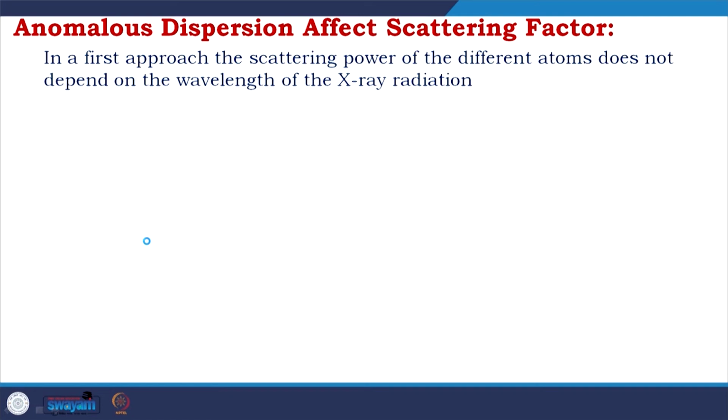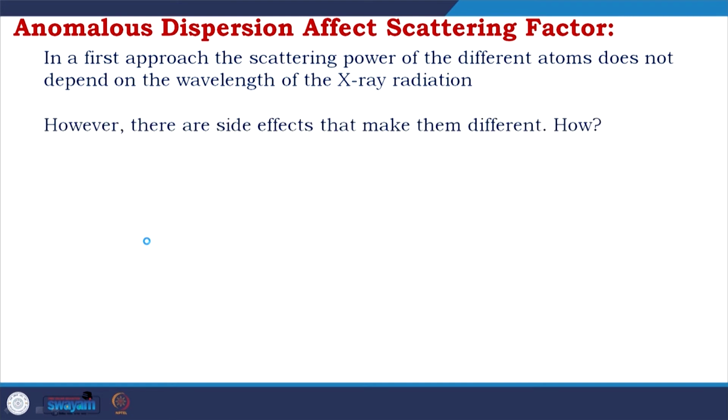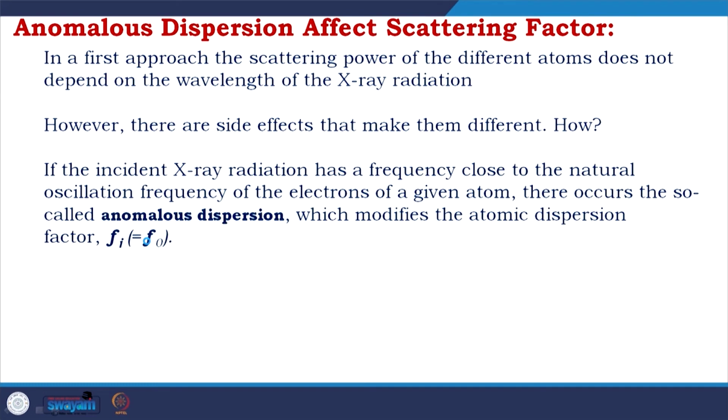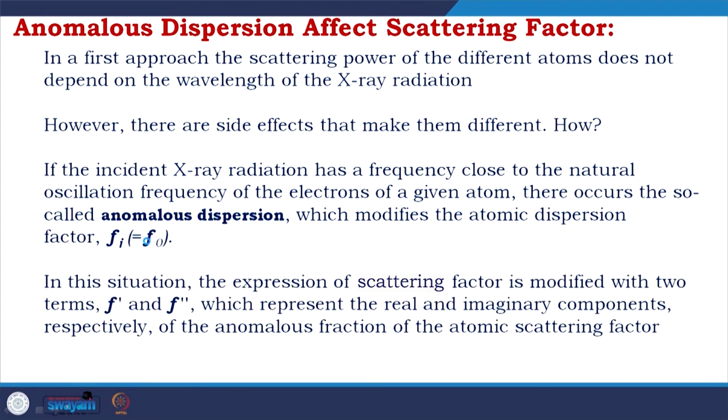But now we will talk about a different thing, which is anomalous dispersion, which affects the scattering factor. In a first approach, the scattering power of the different atoms does not depend on the wavelength of the X-ray radiation. However, there are side effects that make them different. How? If the incident X-ray radiation has a frequency close to the natural oscillation frequency of the electrons of a given atom, the so-called anomalous dispersion occurs, which modifies the atomic scattering factor. In this situation, the expression of the scattering factor is modified with two terms, F prime and F double prime, which represent the real and imaginary components respectively of the anomalous fraction of the atomic scattering factor. So, it changes.